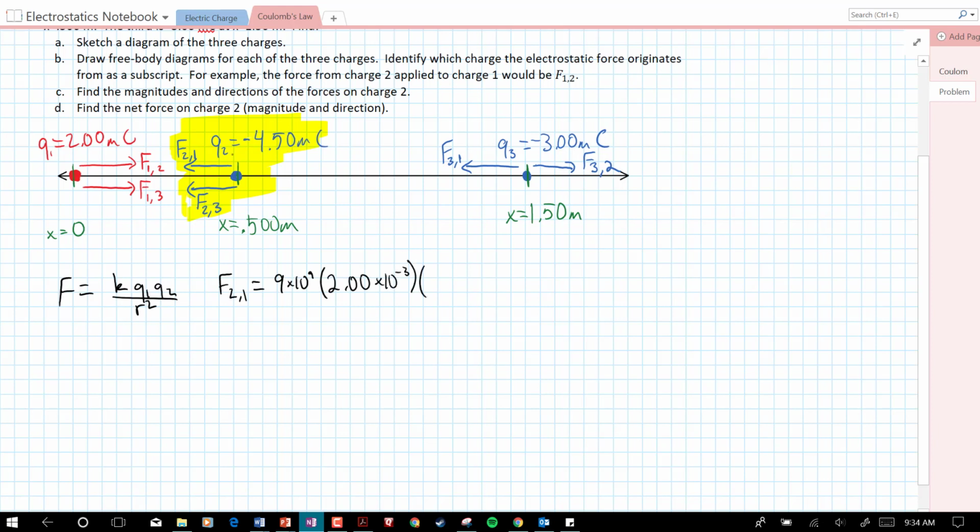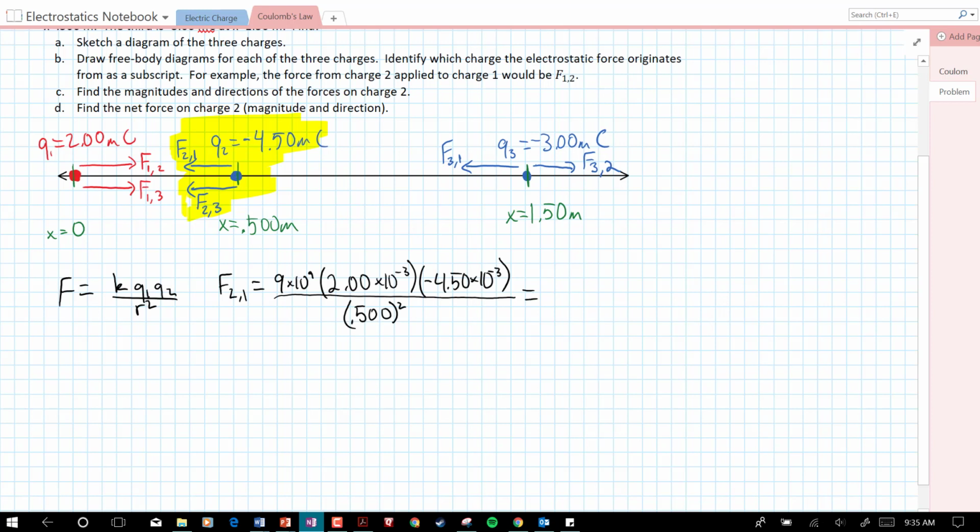Our other charge, Q2, is negative 4.50 times 10 to the minus 3 coulombs. I'm omitting units because I'm keeping everything in base SI. Our answer should be in units of force if everything's in our regular SI units. And R is the distance between these two charges. Well, from Q1 to Q2, it's just 0.500 meters. So we plug in 0.500 meters, and it's that distance squared.